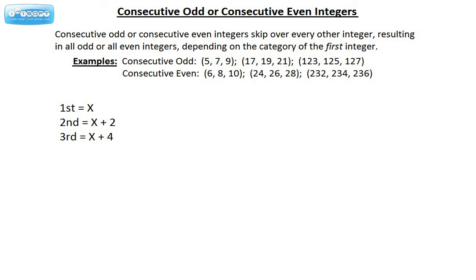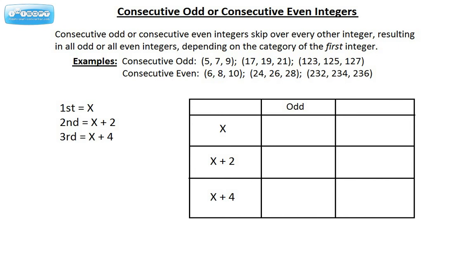Since our numbers are consecutive odd or even and it skips over every other integer, we name the second one x plus 2 because we're skipping over x plus 1. For a third one, we name it x plus 4 because we're skipping over the number in between, which would be x plus 3. I'm going to do a chart to give some examples of a number using x as an odd and also as an even.